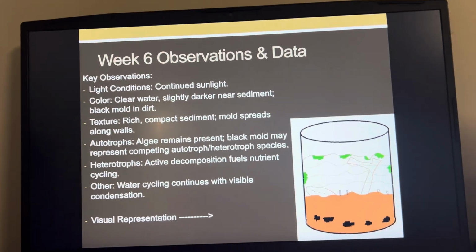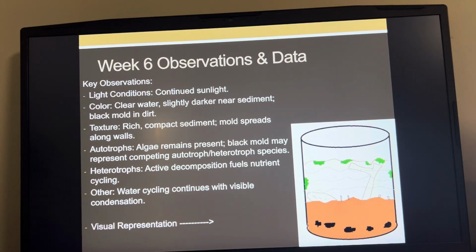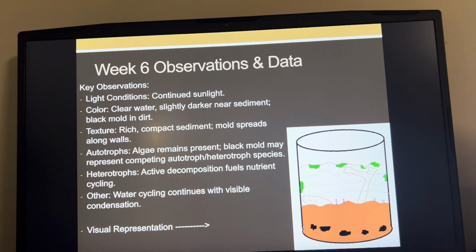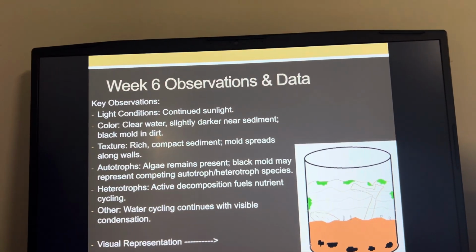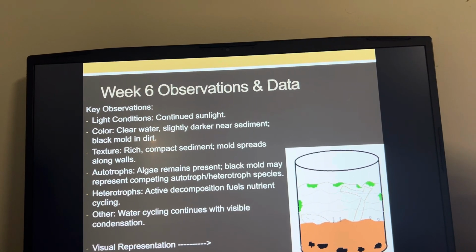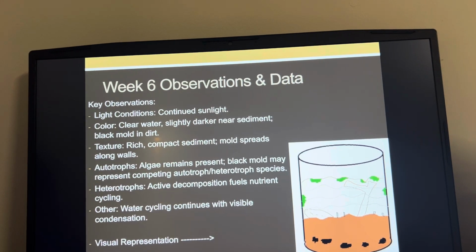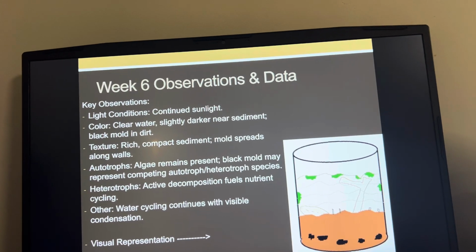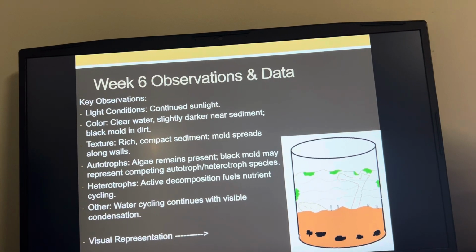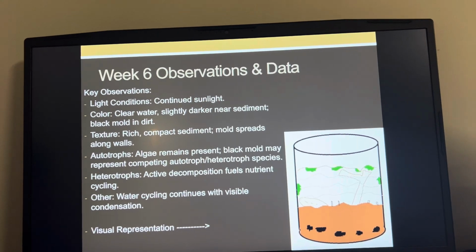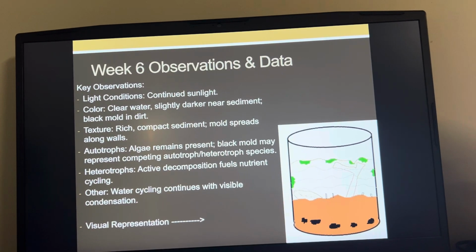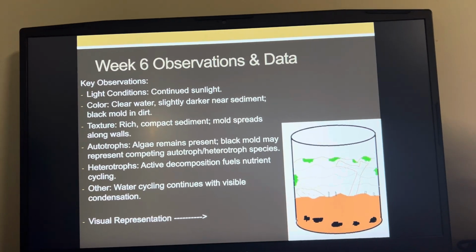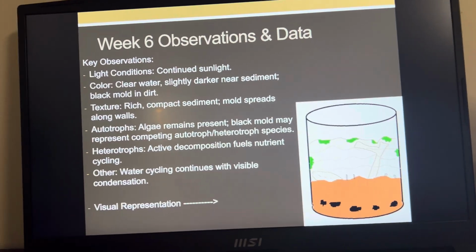In week 6, new developments emerged as black mold appeared within the sediment and began spreading alongside the walls of the bottle. This mold represented a robust decomposer species, demonstrating the continued role of fungi in the nutrient cycling process. Despite the mold's expansion, algae remained present, coexisting with its new competitor. Water condensation persisted on the walls, reinforcing the ongoing activity of the water cycle within this closed microcosm. These observations highlighted the resilience of autotrophs like algae and the adaptability of heterotrophs in dynamic environments.